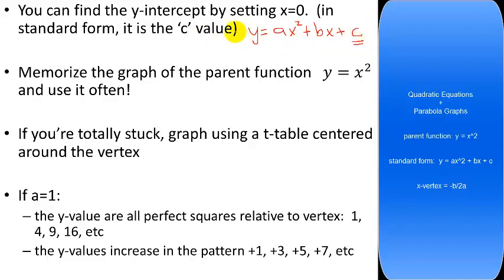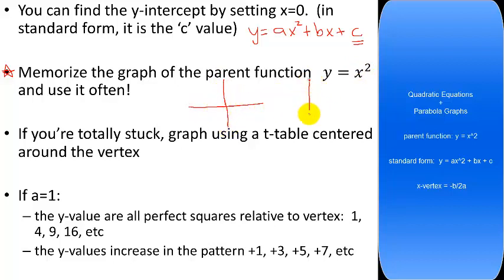If you have the parabola in any other form, then you can just set x equal to 0 and solve for y, and whatever you get must be the y-intercept. Okay, another important thing to do, or a shortcut that will help you immensely, is to memorize the graph of the parent function, y equals x squared. So I'm going to go over that real quick.